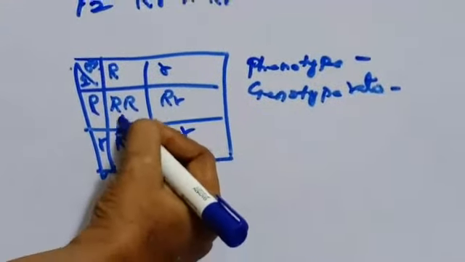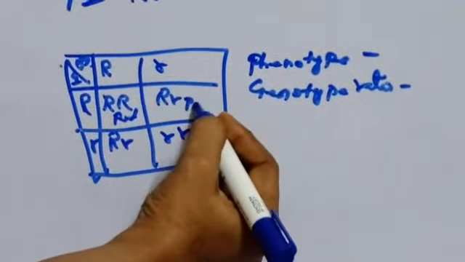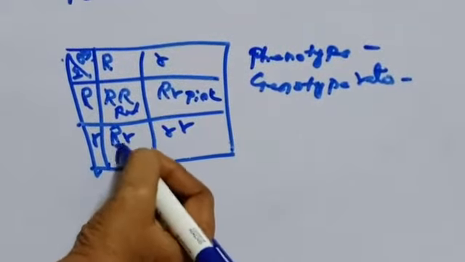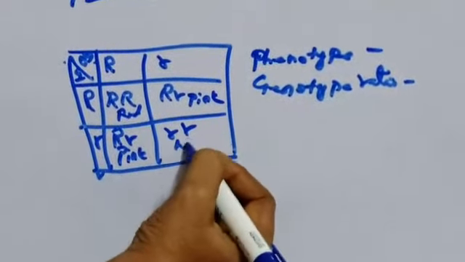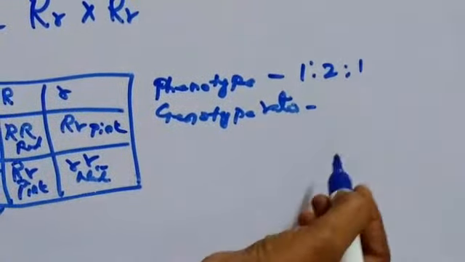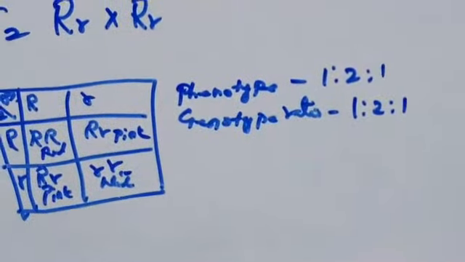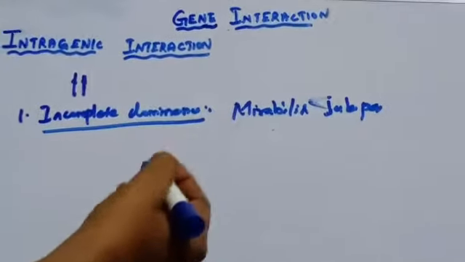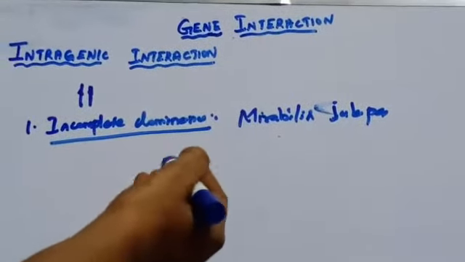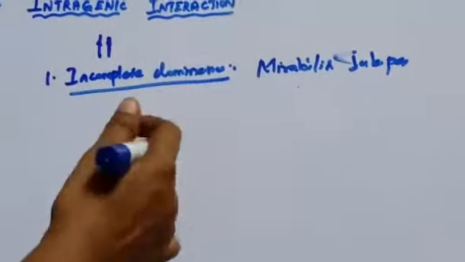So this is what color? Red in color. And this is what color? Pink. And this is what color? Pink. And this is what? White. So the phenotypic ratio is 1:2:1 and the genotypic ratio is also 1:2:1. So the phenotypic ratio and genotypic ratio in incomplete dominance is 1:2:1.